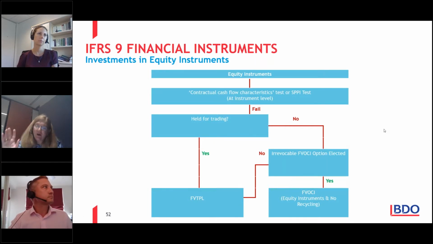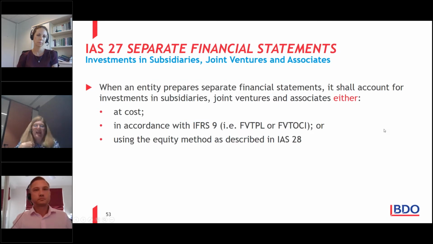However, if we go further, when an entity prepares separate financial statements, and this is something we often do in Australia, the entity shall account for investments in subsidiaries, joint ventures, and associates either at cost, in accordance with IFRS 9, so that could be fair value through profit and loss or fair value through OCI on the previous slide, or we could use the equity method as described in IAS 28. So here we've got three options available, or if you look at it, could actually be four options available. So when an entity prepares separate financials, so that is just the parent entity financial statements, we've got a lot of choice.